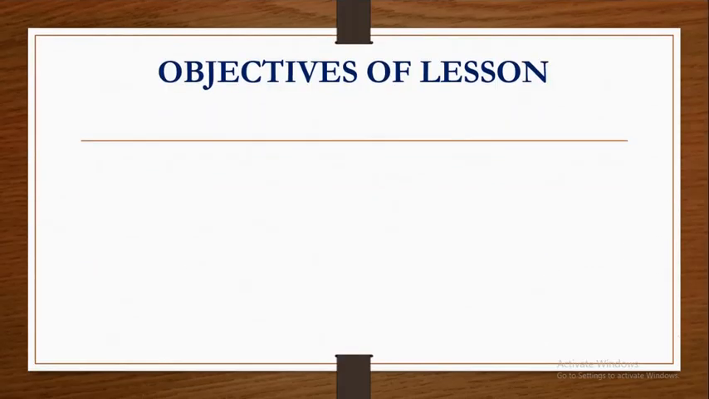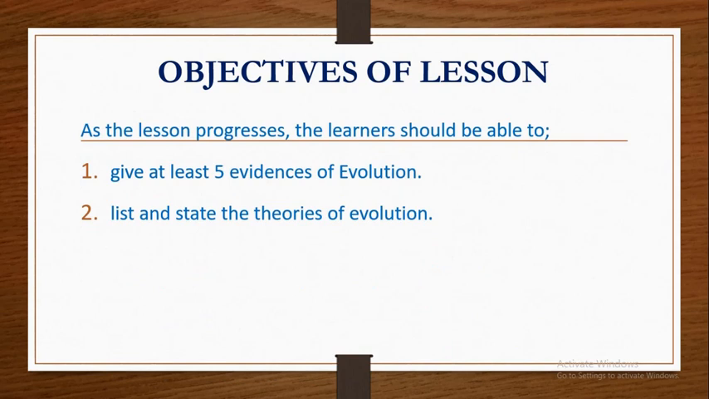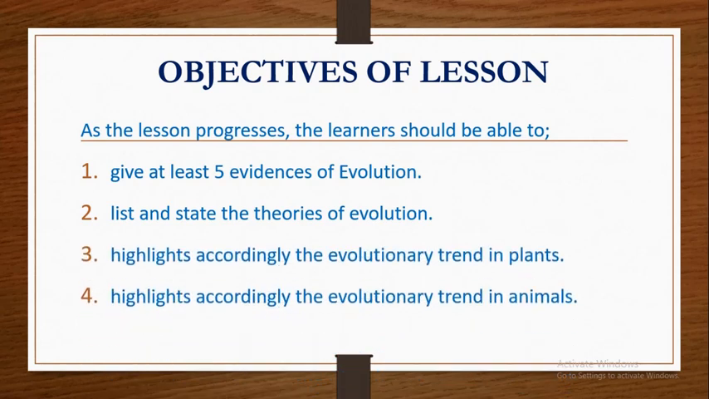Objectives of lesson. As the lesson progresses, the learner should be able to: 1. Give at least 5 evidences of evolution. 2. List and state the theories of evolution. 3. Highlight accordingly the evolutionary trend in plants. And number 4. Highlight accordingly the evolutionary trend in animals.